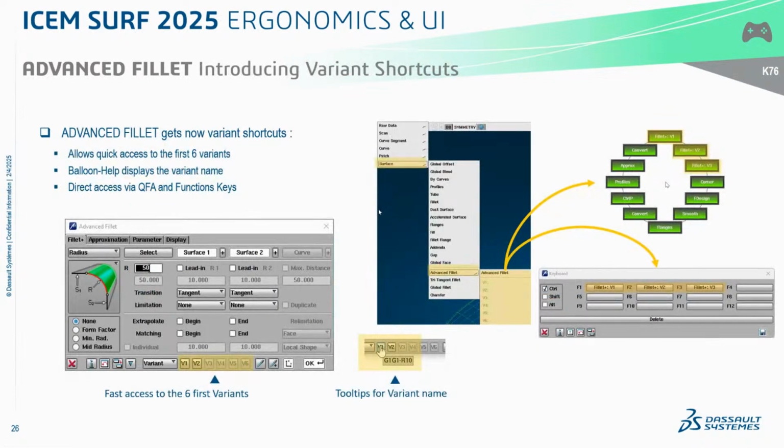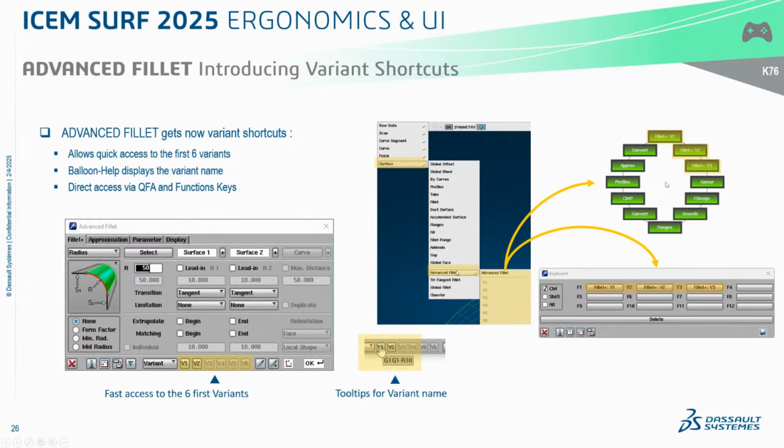Another advanced fillet option here, we've added more of our variants. In a lot of the ICEM Surf commands, we can store our favorite things. So we could store a bunch of our favorite fillets, for example, and then you could give it a name, and then you get these quick access buttons on the bottom from V1 to V6. And you get a tooltip. So if you give it a name like Nick's favorite fillet, well, I wouldn't do that. But when you hover over the button, that's what you get to see here.